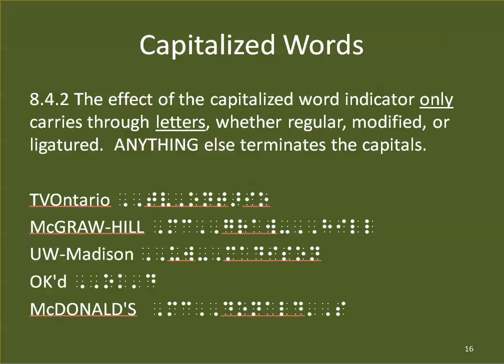We used to need to terminate the capitalized word before the apostrophe to make sure that the D was understood to be lowercase, and in McDonald's we would not need to start up capitalized word mode again for the S. So just the opposite. Be aware that again, anything other than a letter is going to terminate capitalization in word mode in UEB.